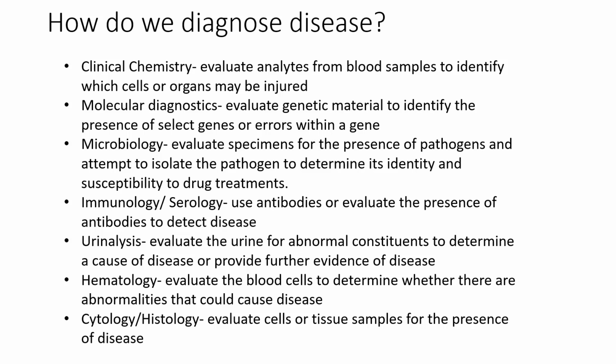How do we diagnose diseases? There are several different areas in the clinical laboratory. Clinical chemistry, which is the focus of this course, evaluates analytes from blood samples to identify which cells or organs may be injured. In molecular diagnostics, they evaluate genetic material to identify the presence of select genes or errors within a gene. In microbiology, they evaluate specimens for the presence of pathogens and attempt to isolate that pathogen to determine its identity and susceptibility to drug treatments.